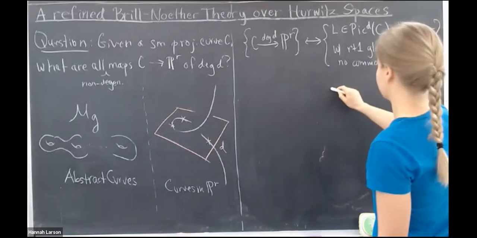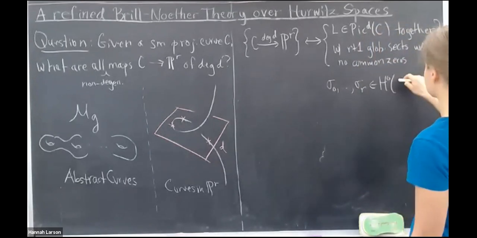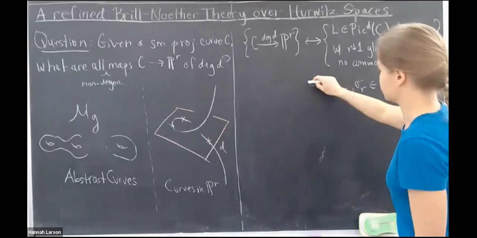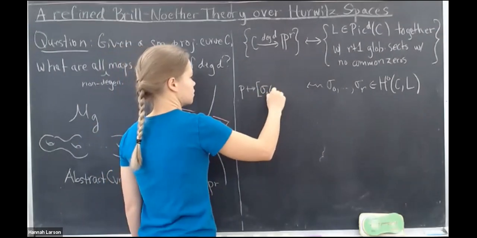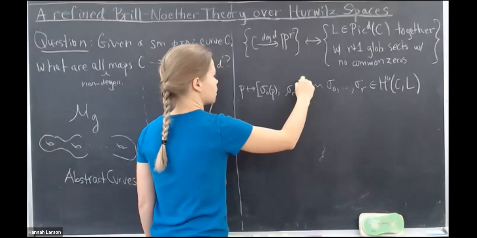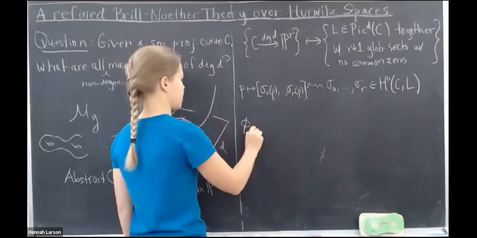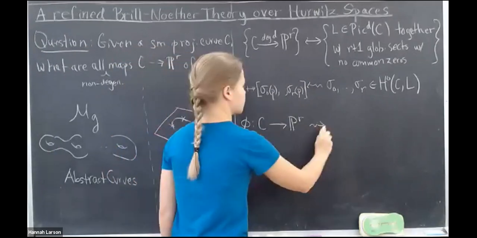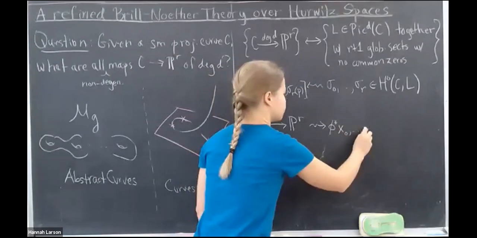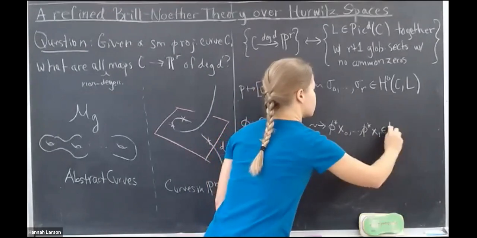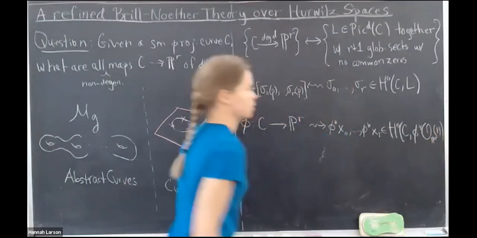So the way this works is if I have a collection of sections, say sigma_0 through sigma_r, of some line bundle L, then I can obtain a map to projective space by just sending each point on my curve to the ratios of the values of my sections at that point. And going in the other direction, if I have a map from my curve to projective space, I can obtain naturally a collection of r plus 1 global sections by pulling back the coordinate functions on P^r, and the associated line bundle is the pullback of O(1) from projective space.